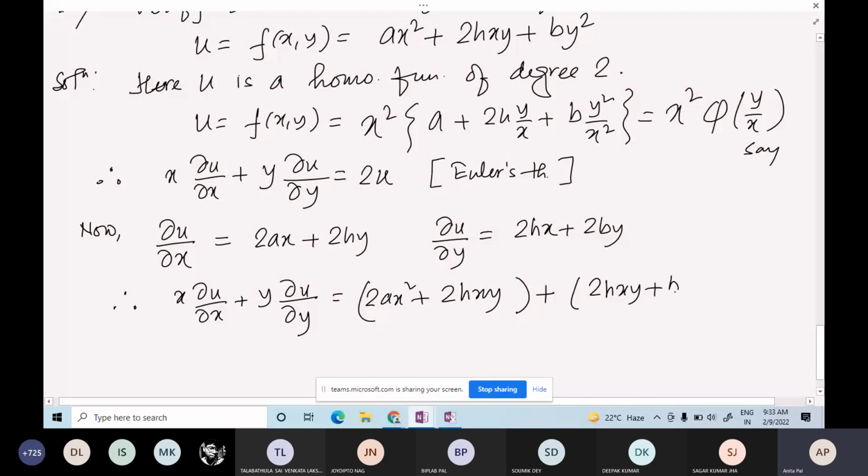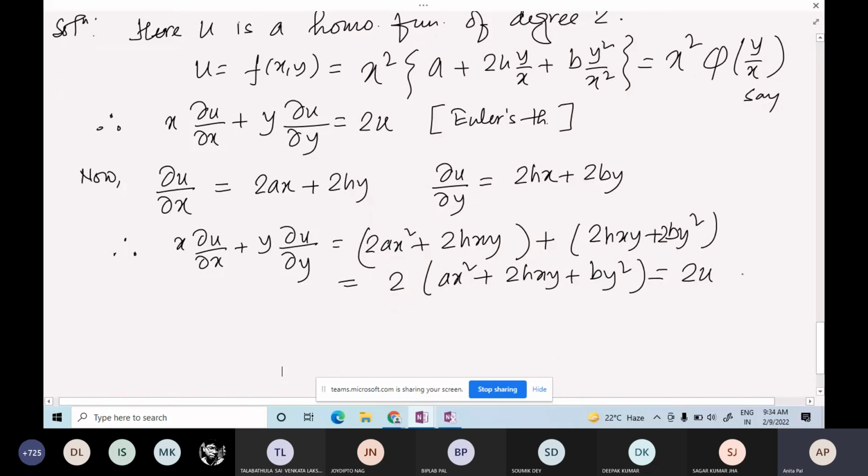plus 2hxy plus 2by squared. So if we add, we'll get 2 into ax squared plus 2hxy plus by squared. This is nothing but u. So this is equal to 2u. So hence verified. Is it okay to all of you? Yes, ma'am.